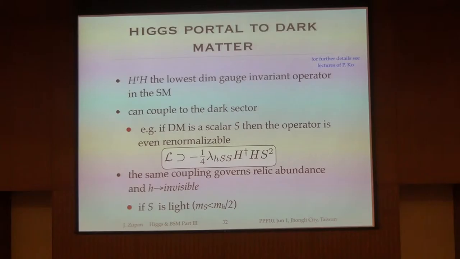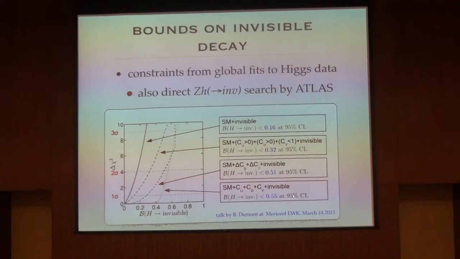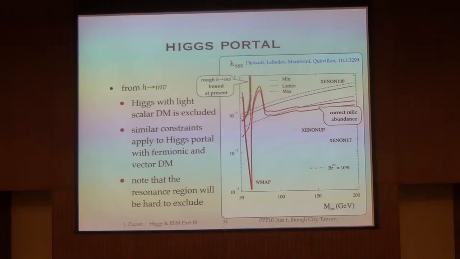And the same coupling governs the relic abundance and the Higgs to invisible, if S is lighter than half of the Higgs mass. So now there are bounds on the branching ratio of Higgs to invisible. For instance, depending on what you assume for the deviations in these couplings, if you float everything, luckily there's also a search by ATLAS where you have a Z plus H final state where H goes to invisible, so the degeneracy is broken. And you see that at 95% confidence level, this branching ratio has to be smaller than 55% or so.